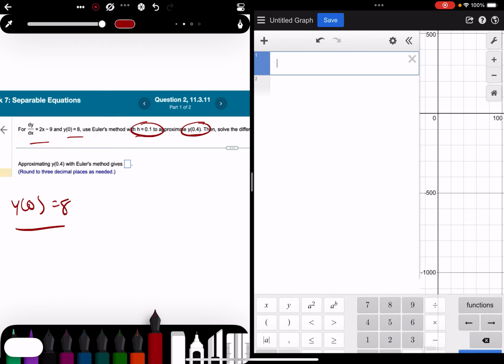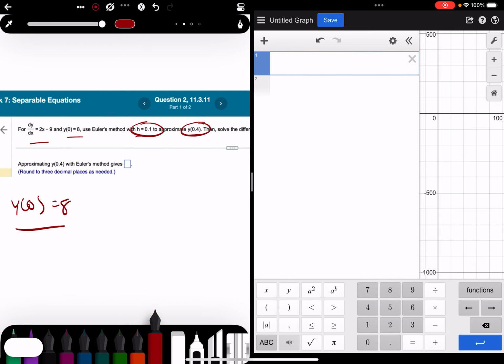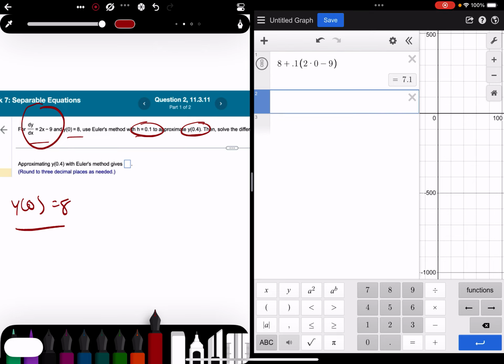Follow along with me. Approximating y at 0.1. The first one, we use the starting y value, 8, plus the step size, 0.1, times dy over dx, which is 2x minus 9. So we're going to have 2 times x, which is the previous x value, 0. We use the previous x value, just like in any other case where we would use the previous y value. So we're using 2 times 0 minus 9. And that gives us 7.1. So 7.1 is our y at 0.1 value.